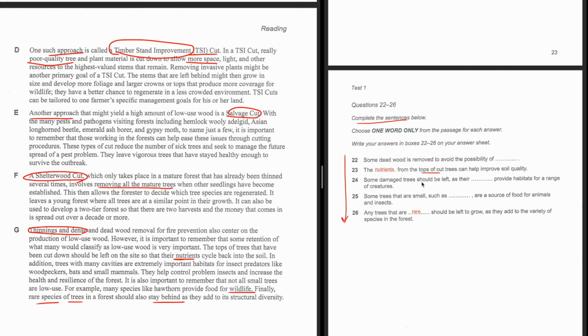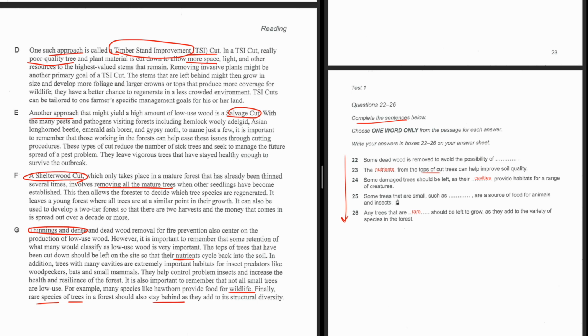So some damaged trees should be left. Okay, damaged trees as their blah blah provide. Okay, what is it that provide habitats for? In addition, many cavities. Okay. With many cavities are extremely important habitats for insect predators. So they have cavities as their cavities provide. So shall we write the cavities for the answer? Yes. Cavities. Their cavities provide habitats for a range of creatures.